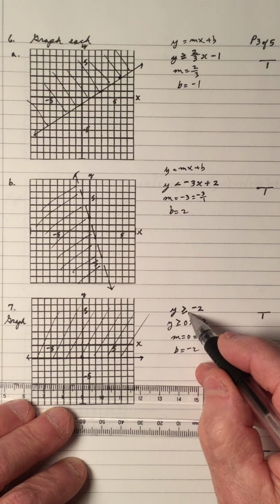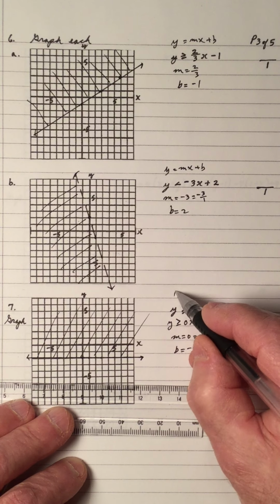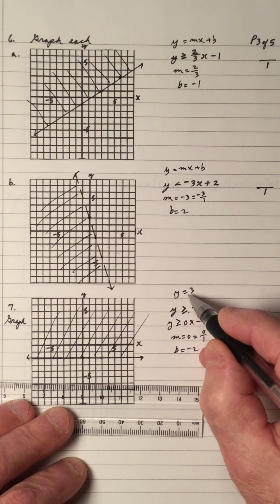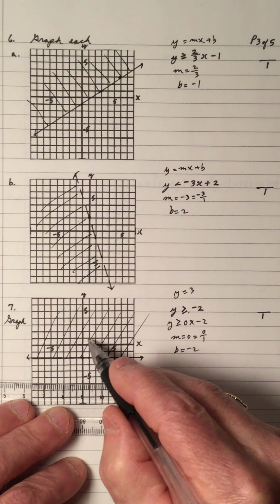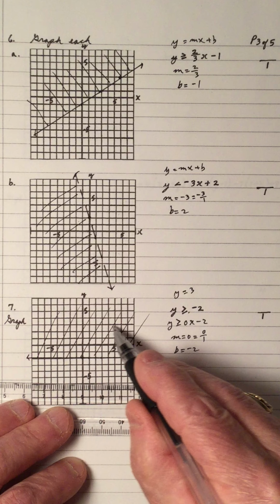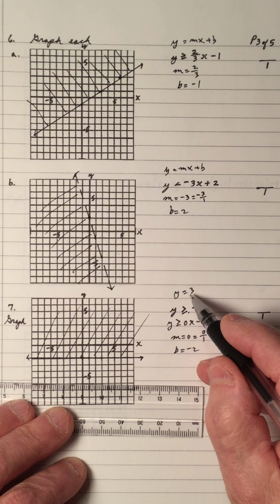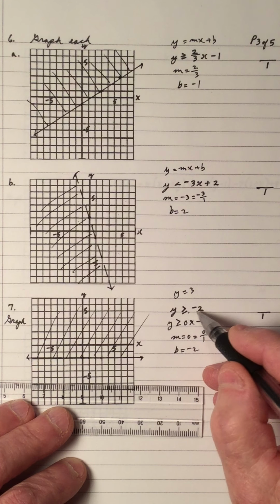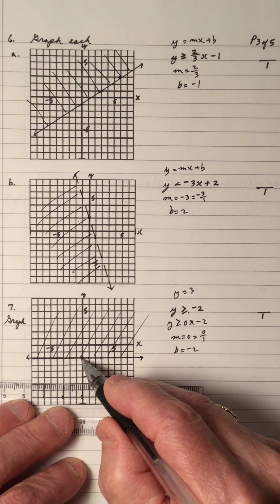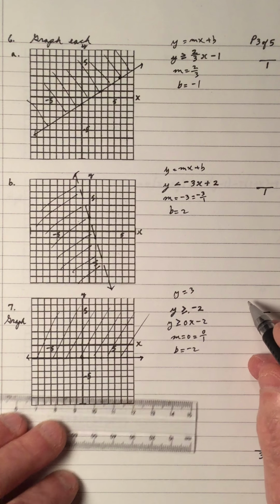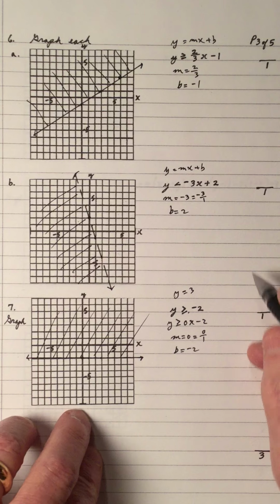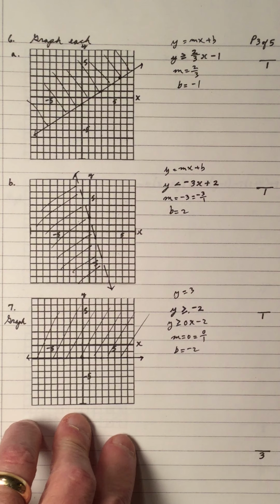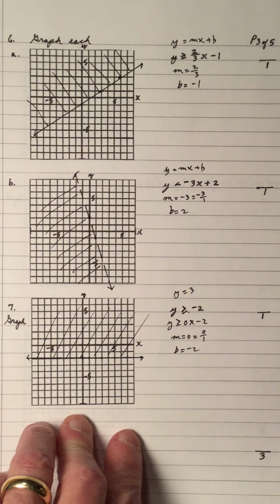And again, y equals a constant. Like if you got y equals 3, that's a horizontal line passing through 3. That's doing this, because the y-coordinate of the point is always 3. So in this case, the y-coordinate is -2 on the intercept, and there's the horizontal line. If you graph them correctly, give yourself a mark. That's 3 marks.